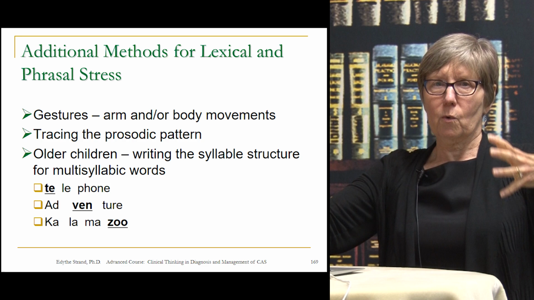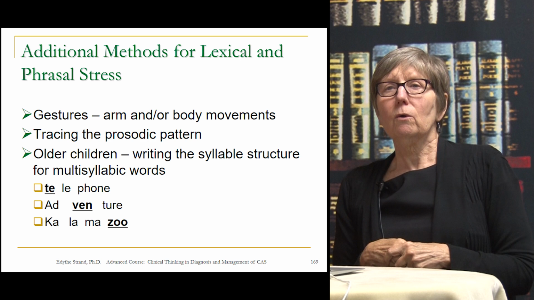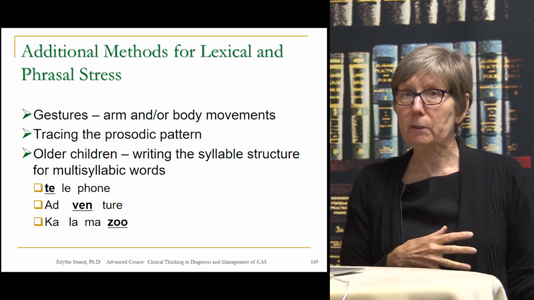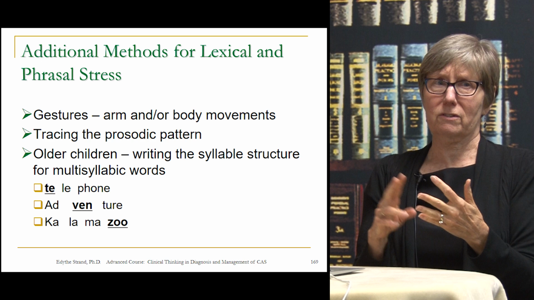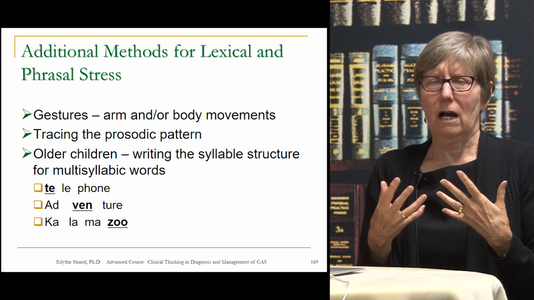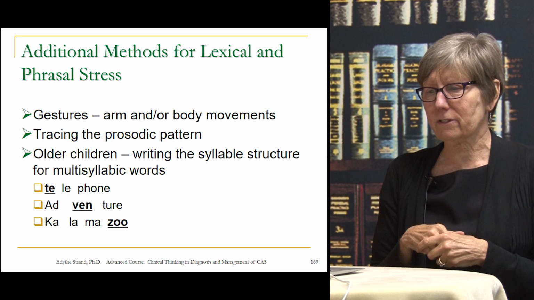Sometimes we trace the prosodic pattern. For older children that are learning more multisyllabic words, and this often happens with kids that have a history of apraxia of speech or are still having difficulty with producing multisyllabic words, as they get into the fourth and fifth and sixth grade, where they're learning states and capitals and social studies, they're learning names of different countries. And they're also, like in science, learning different longer words that, like isometric, that they've never had to say before.